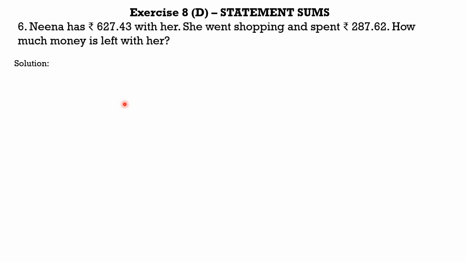Moving to the sixth sum now. Neena has rupees 627.43 paise with her. She went shopping and spent rupees 287.62 paise. How much money is left with her? So in total she had rupees 627.43. From that she spent only 287.62 paise. So that means there will be an amount of money left with her. So we have to find out that amount of money. What we have to do in this case is subtraction.